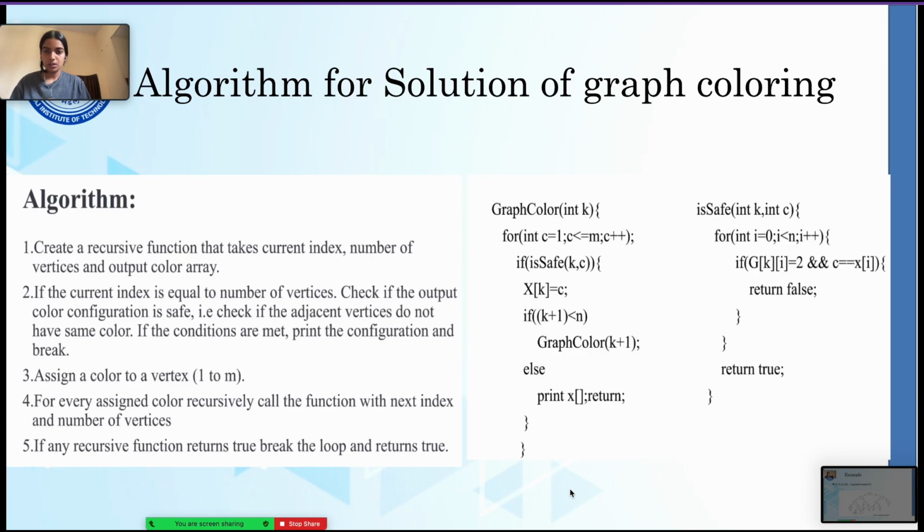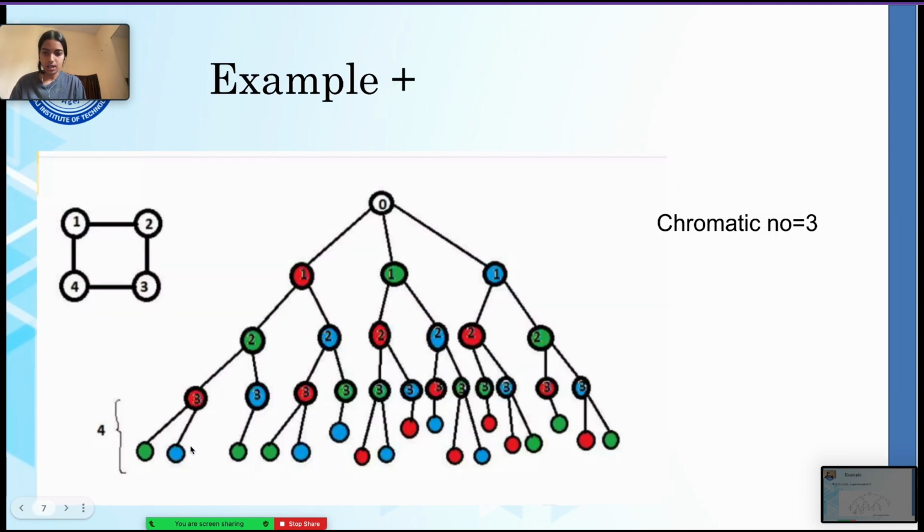After that, the next topic is the algorithmic solution for graph coloring. Here I have mentioned the steps, and we will understand those steps with an example. Here is a square with 4 vertices. We have to color the vertices such that no two adjacent vertices have the same color. We have to choose one vertex as a starting point.